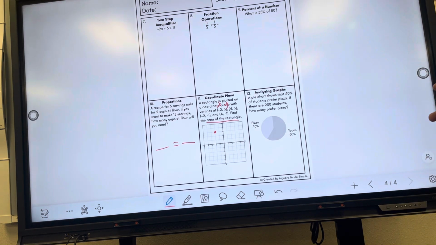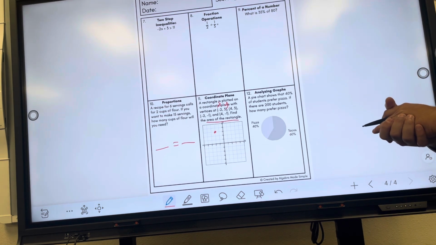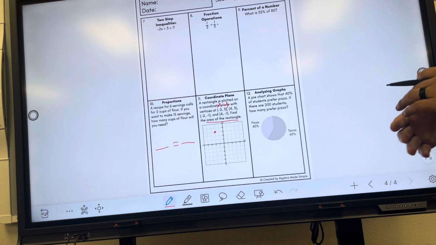Number 12, analyzing graphs. It says a pie chart shows that 40% of students prefer pizza. If there are 200 students, how many prefer pizza? So again, it's very similar to number 9. You just take the 200 and multiply it by the 40, but since this is a percent, you'd put 0.40 times 200, and that should give you your answer.